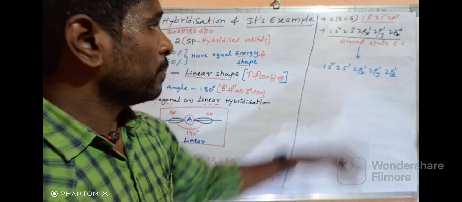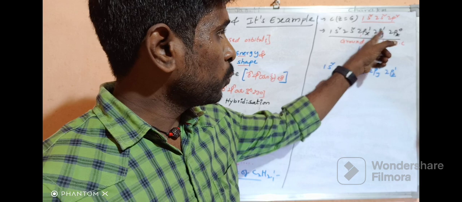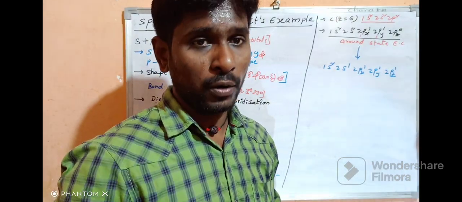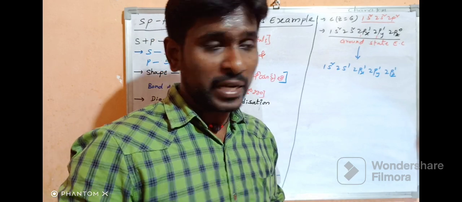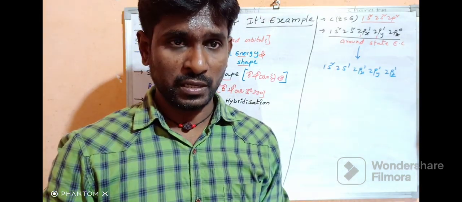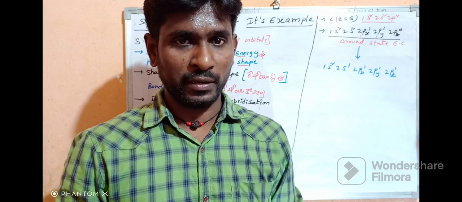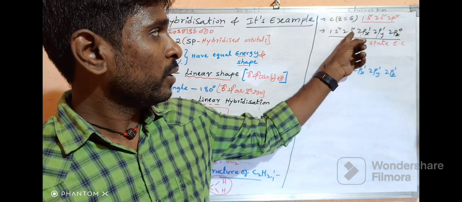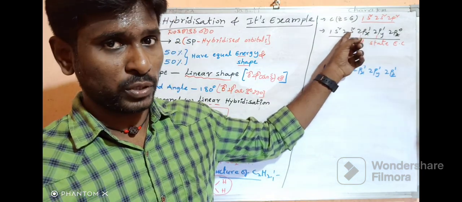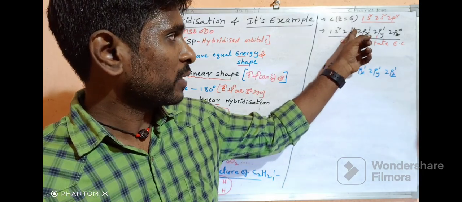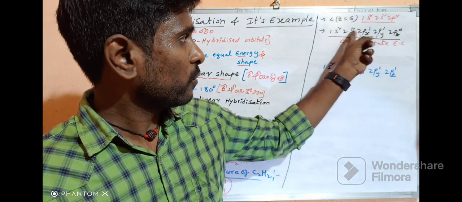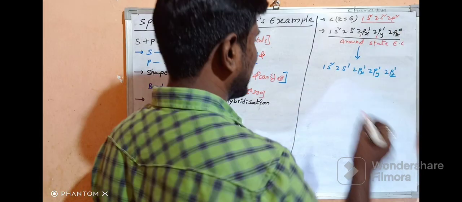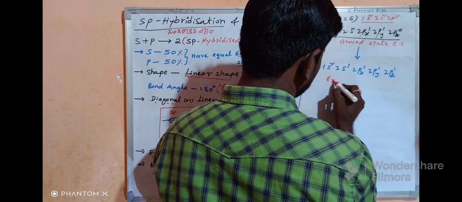Why is it excited? Because the 2px and 2py unpaired electrons make a bond. Due to the formation of the bond, some energy is released. That energy is called bond formation energy, bond enthalpy, or bonding energy. That energy is gained by 1 electron in the 2s orbital, which is excited from 2s to 2pz. That is the excited state electronic configuration.